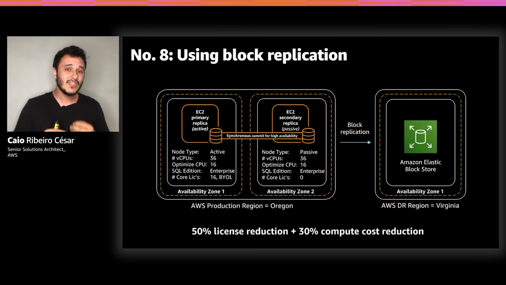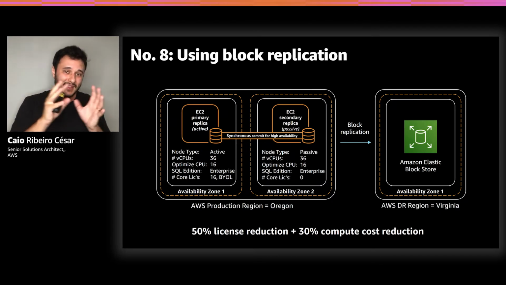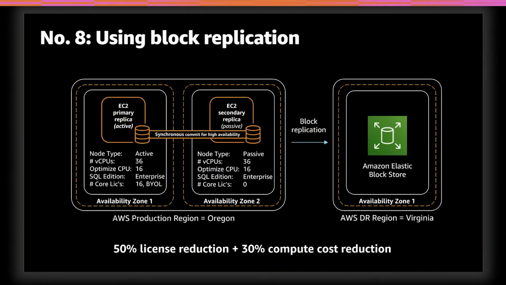Number 8 is using block level replication. So there's one nice thing that we did here in this image that is not only about the block level replica, but if you take a look at this image, you will see that for these servers here, we actually have CPU cost optimization enabled. So we are actually paying for fewer licenses than the core licenses. So we have 16 licenses that we are paying with the power of 16 vCPUs, but the instance naturally would have 36 vCPUs. So first of all, we're already using CPU optimization, right?